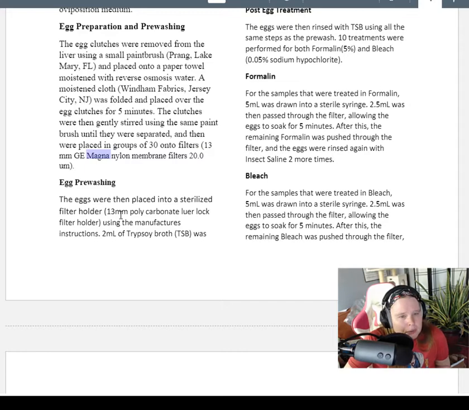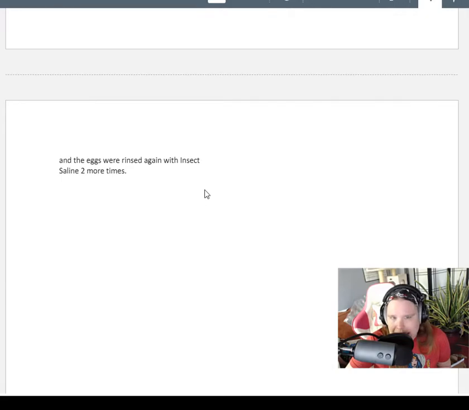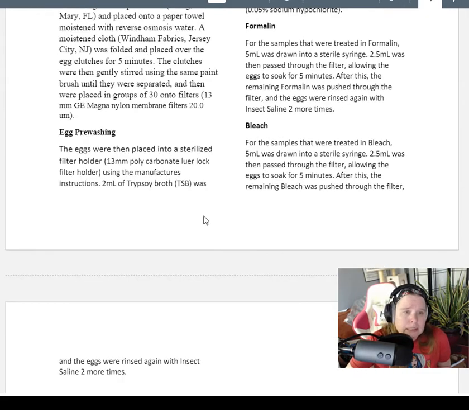Okay, so eggs are then placed onto a sterilized filter holder. You just said that. So don't repeat things that you've already said. That's just wasting space when you have very little space. So make sure you go through this one more time and don't repeat yourself so often in the writing. Okay. Eggs are placed on a sterilized filter holder. Good.